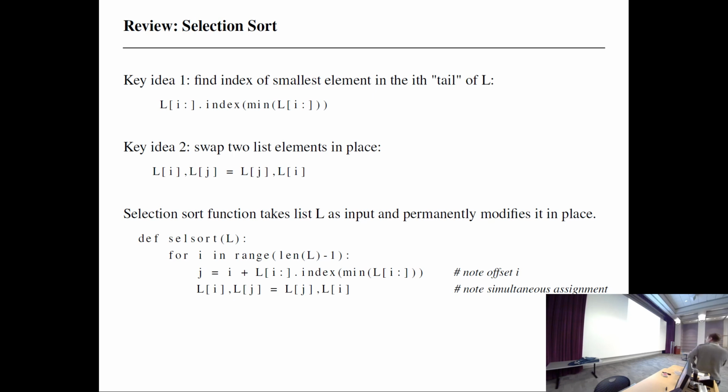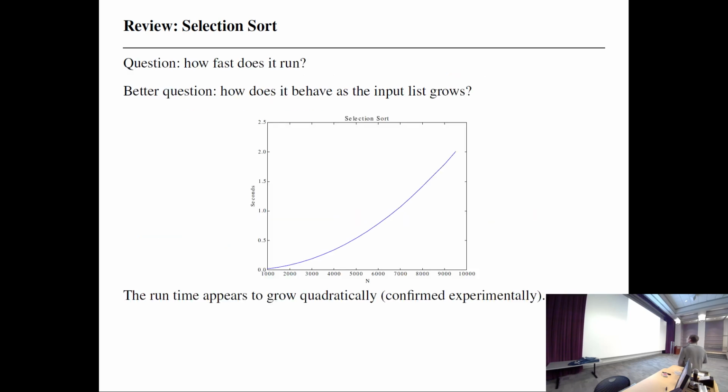All right, so that explains the selection sort algorithm. Is everybody okay with that? The question I had for this is, how fast does it run? And we had asked ourselves a better question of how does it behave as the length of the list grows.